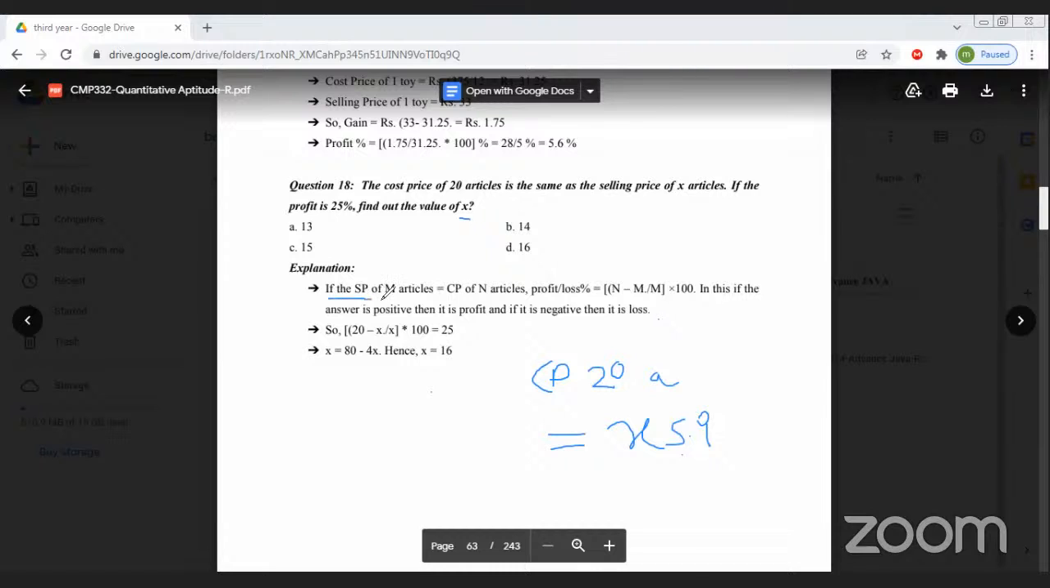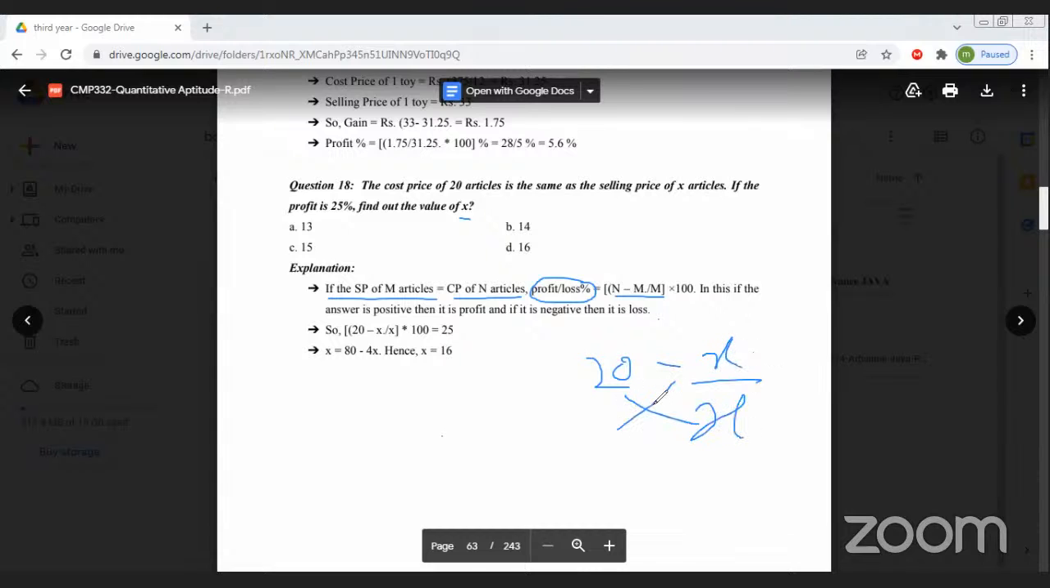Now see, if the CP of M articles is equal to the SP of N articles, you need to find the profit using this formula, N minus M. We are talking of SP, which means we need to talk about X. So it is 20 minus X upon X.